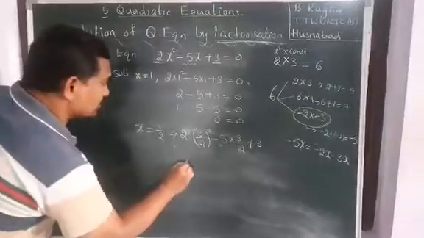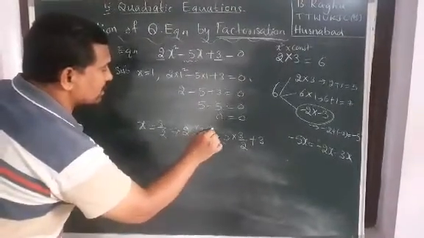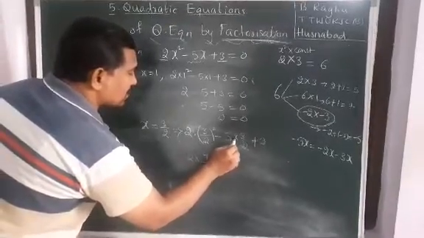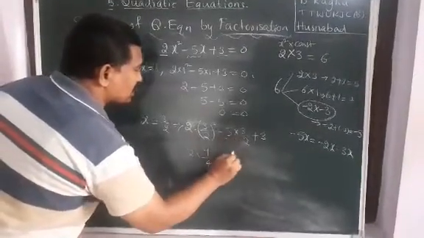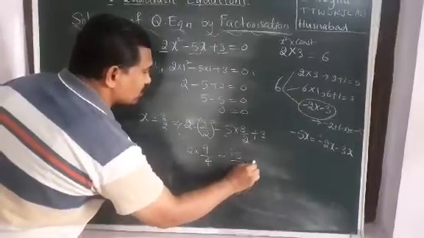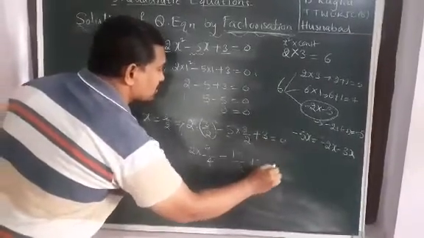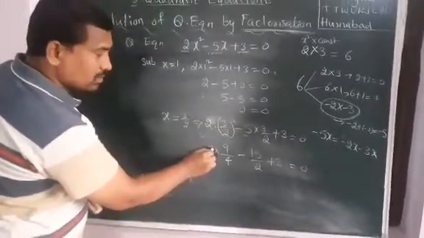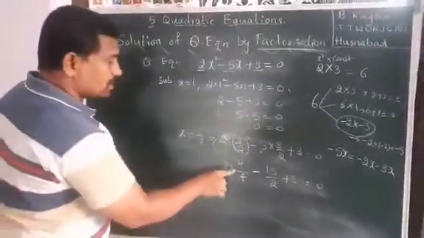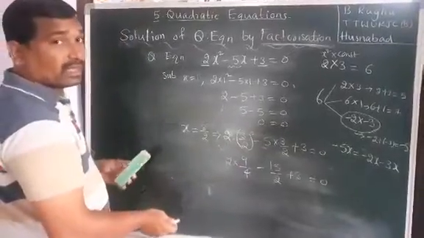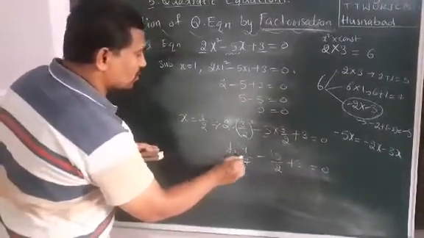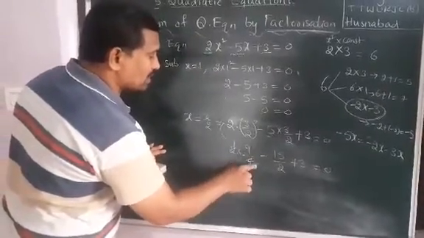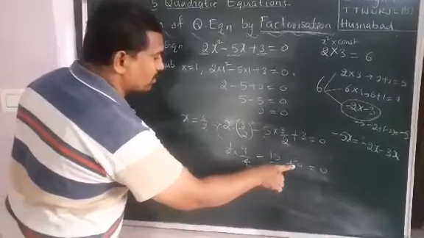So 2 into 3 by 2 whole square: 3 square is 9, 2 square is 4, minus 5 times 3 is 15 by 2, plus 3. Here we can cancel. Cancellation: if numerator and denominator have a common factor, we can cancel. 2 ones are 2, 2 twos are 4. That is 9 by 2 minus 15 by 2 plus 3.